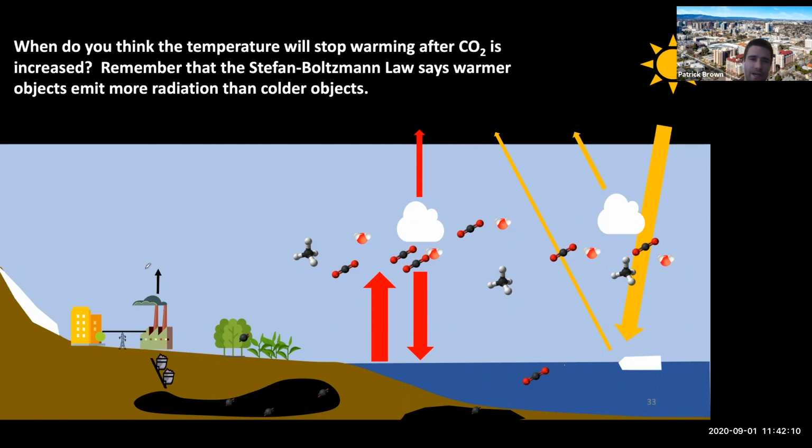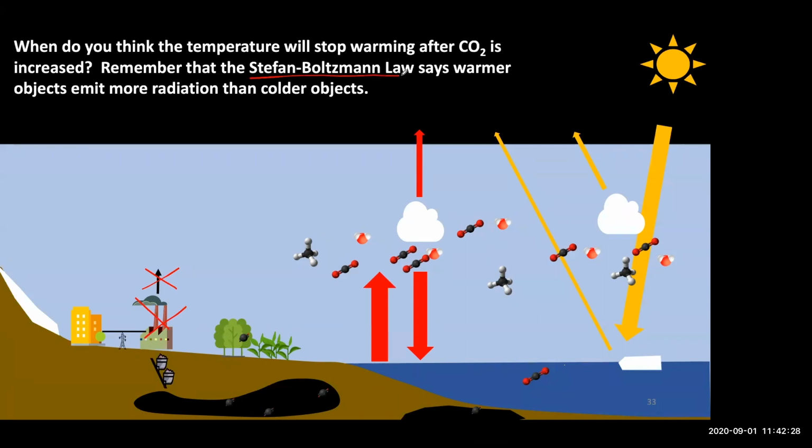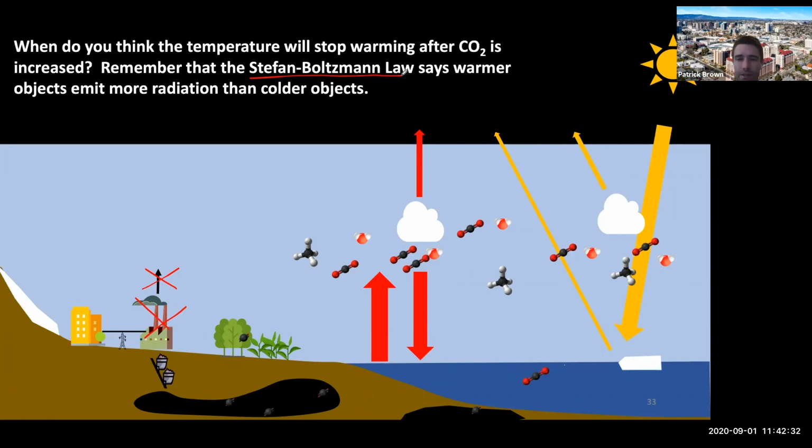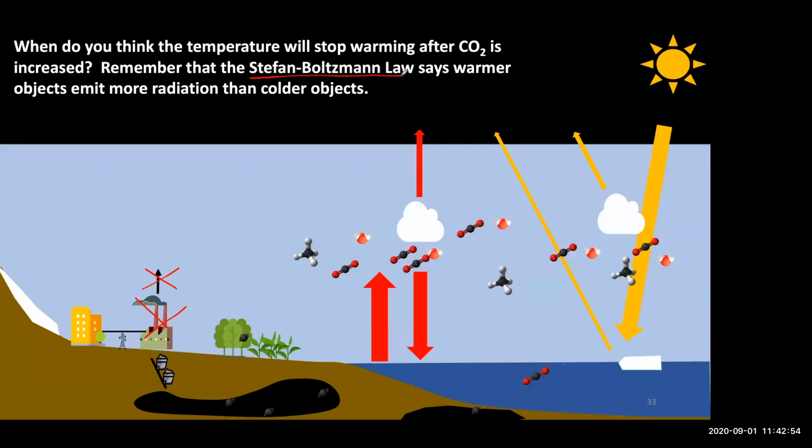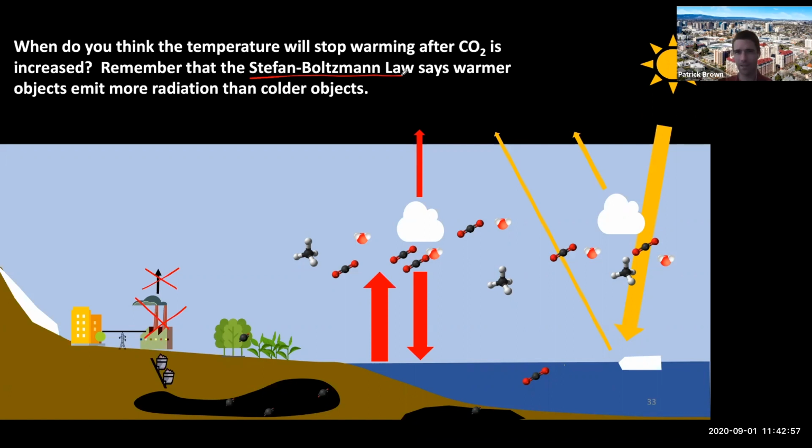And if we were to, let's say, stop increasing CO2, so no longer burning fossil fuels, what would cause the Earth to stop warming? The key is to think about the Stefan-Boltzmann law, which says that warmer objects emit more radiation than colder objects. You've created an energy imbalance where there's more energy coming in than leaving, and that is going to warm up the Earth. Eventually, as it warms up more, it will be emitting more radiation, and so it can hypothetically turn off that imbalance.